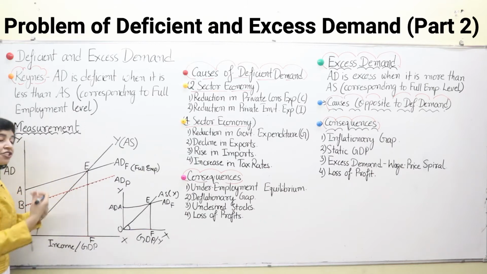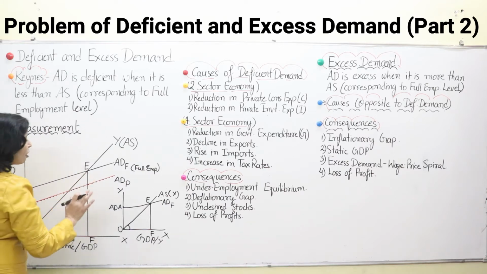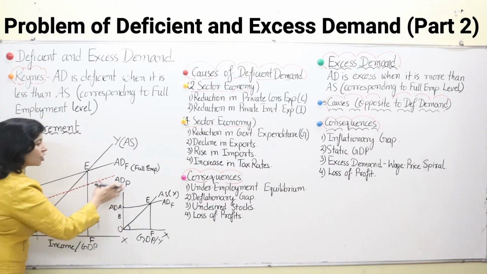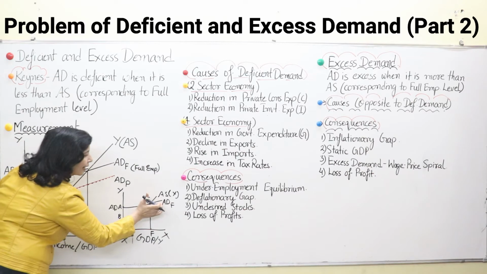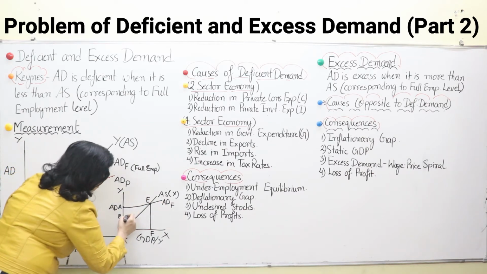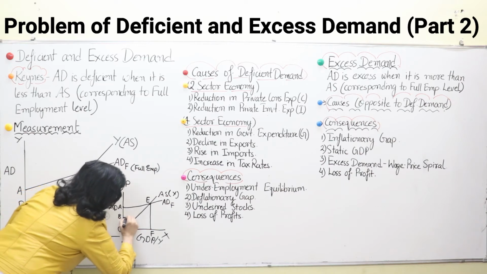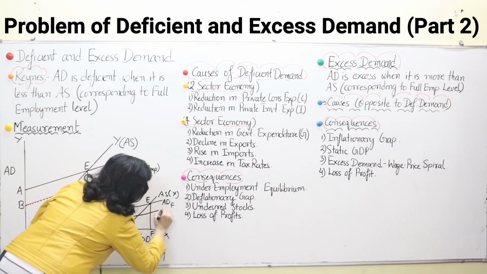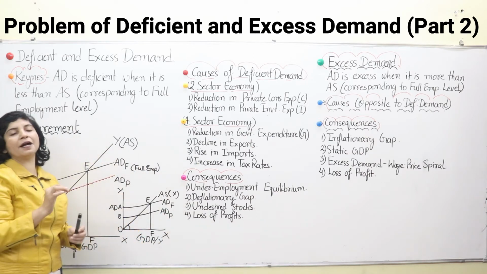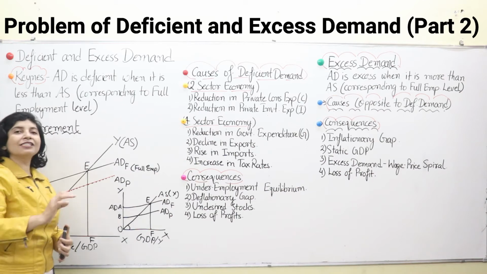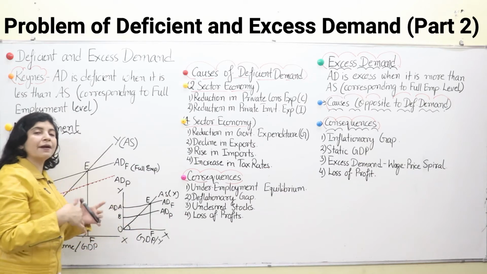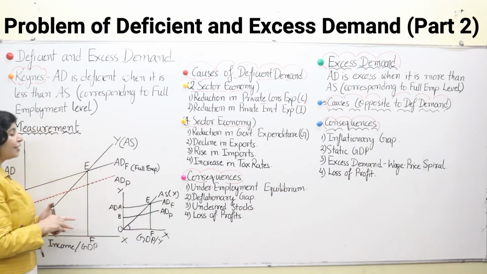Now, what is deficient demand? We need to see now. What we will do, we will take another point B over here and we will draw a line below this aggregate demand curve. Now below this we will draw another line. So the aggregate demand curve here, that is aggregate demand P. What is P? That is the planned expenditure of people which they plan to make in any particular period of time.